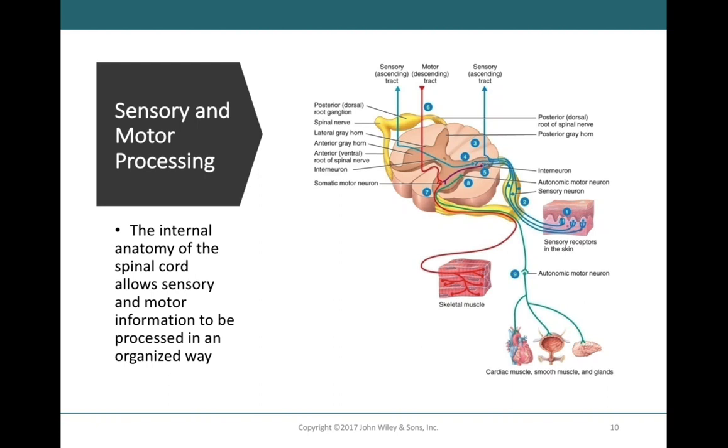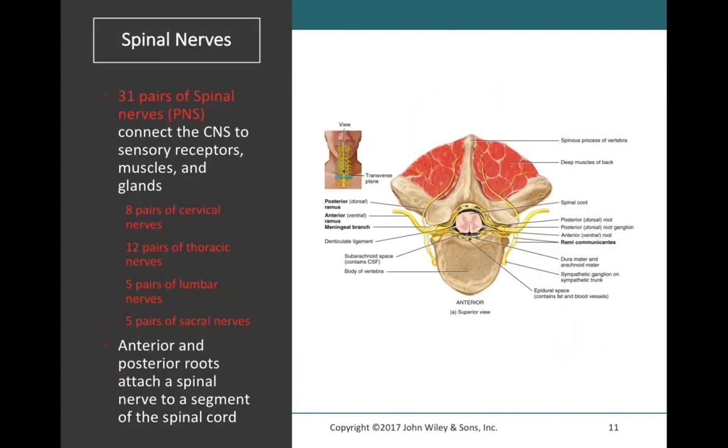And the other major concept that I want you to understand is that the motor neuron is going to be leaving through the anterior gray horn and entering into the ventral root. And this motor information can travel out into the spinal cord and eventually make it all the way to the effectors, which can be our muscles and our glands.